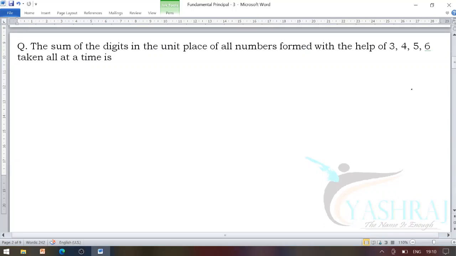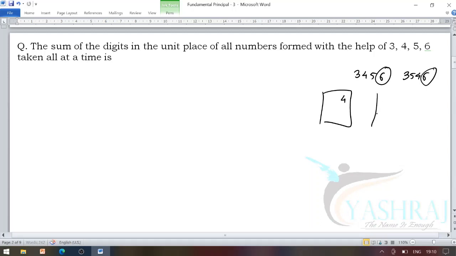So look, we are given 4 digits taken all at a time, which means we have to form a 4 digit number, like 3456, or maybe 3546, and so on, and we have to add up their unit place digits. So first, find how many numbers end with a 4, how many numbers have 5 as their unit place, the same thing for 3 at the unit place, and the same thing for 6 also.